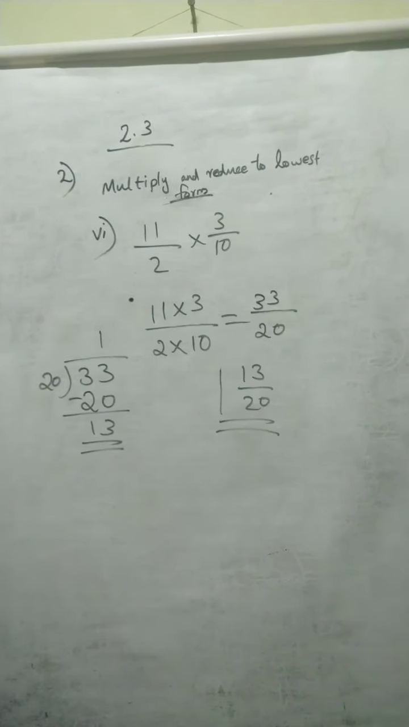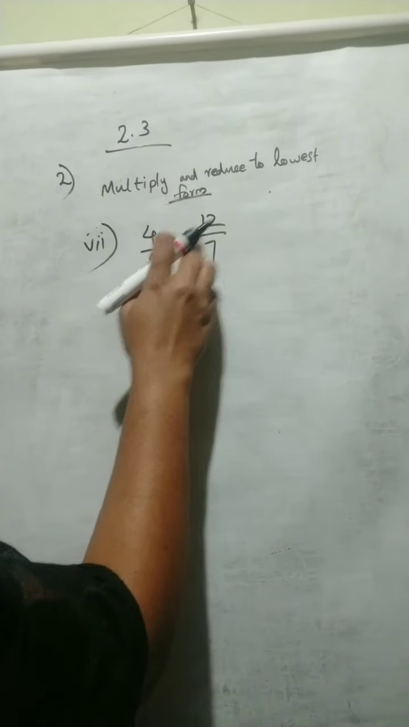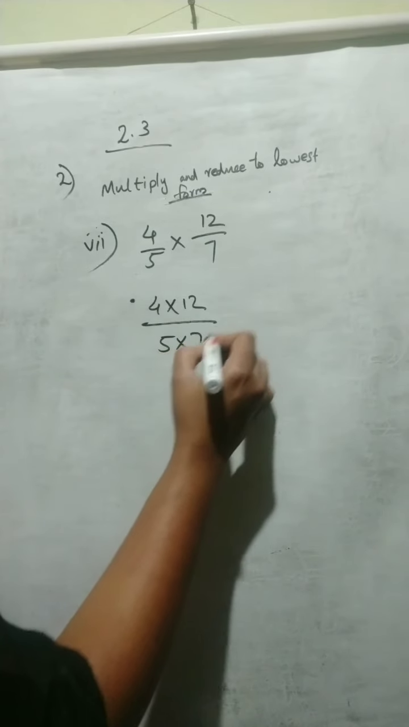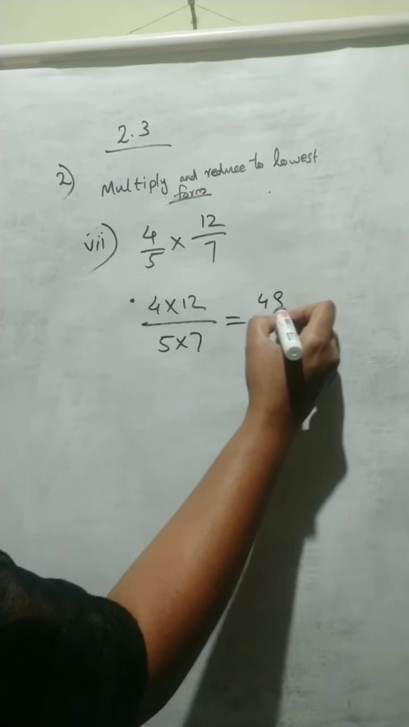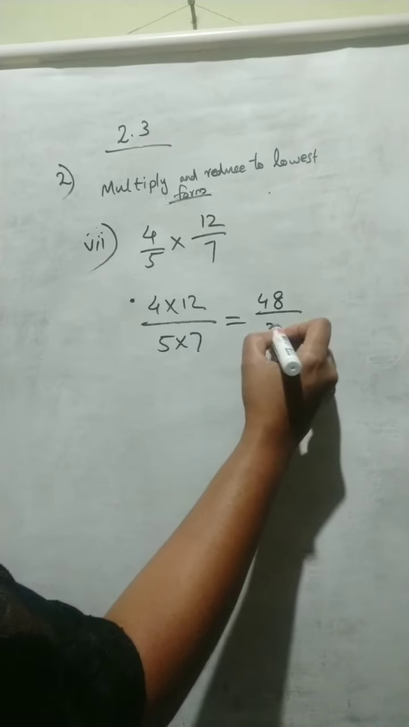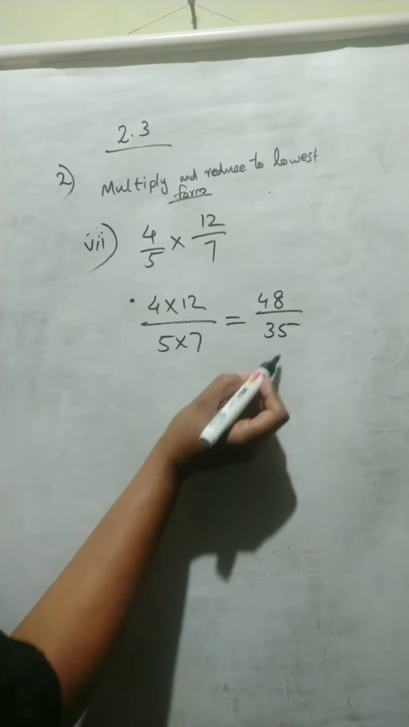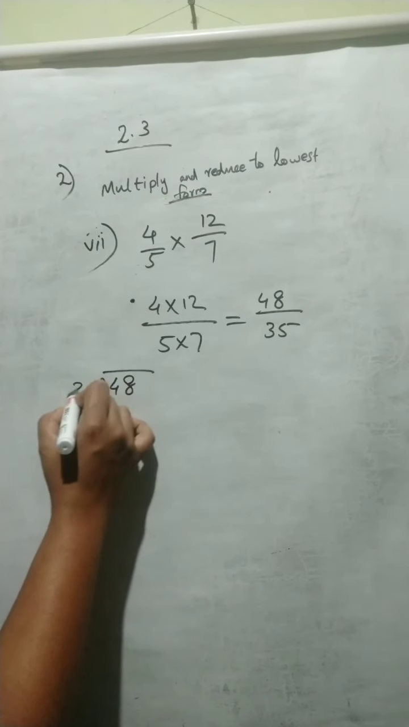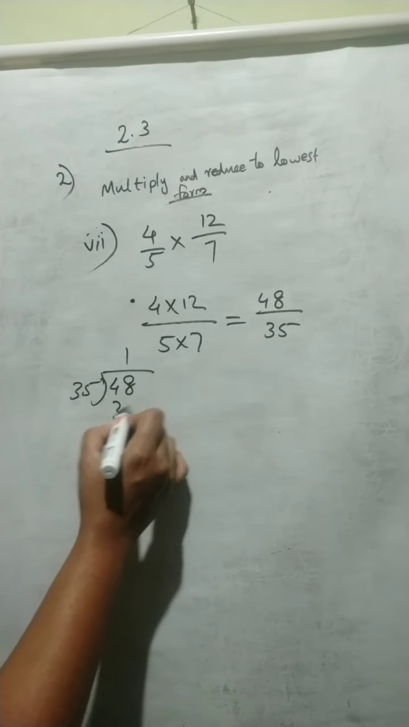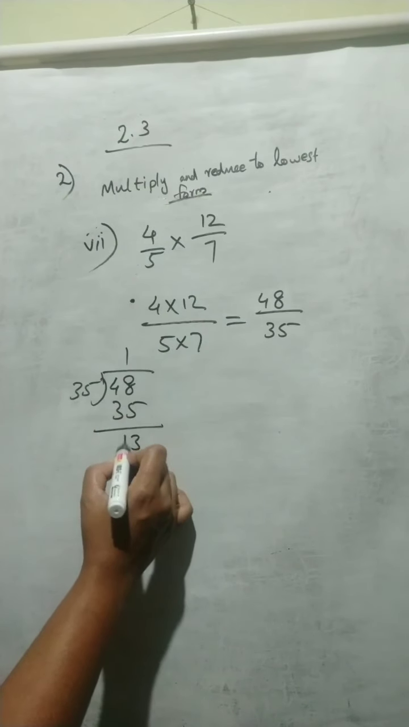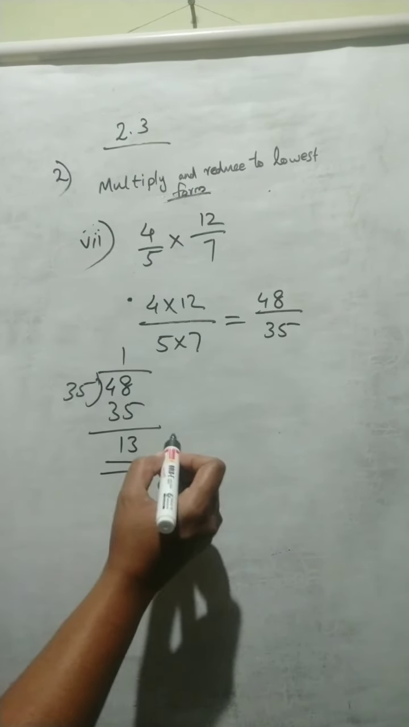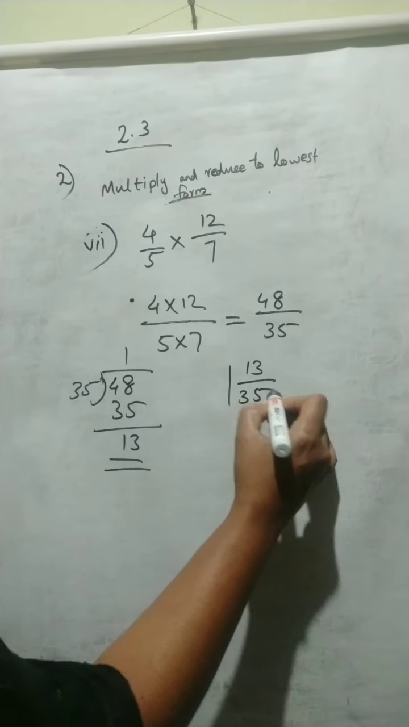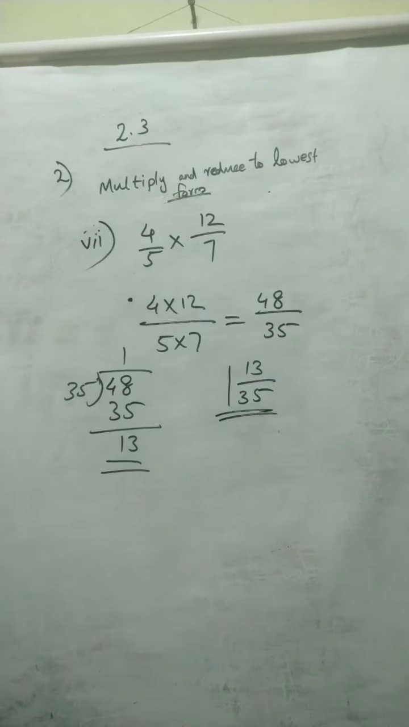Clear? 4 on 5 multiplied by 12 on 7. So 4 times 12 and 5 times 7. 4 12s are 48. Then 5 sevens are 35. So denominator is smaller than the numerator. So 48 divided by 35. 1 35. Okay. Then 13 will be the remainder. So we can write this one, 1 13 on 35 is in the simplest form. Okay.